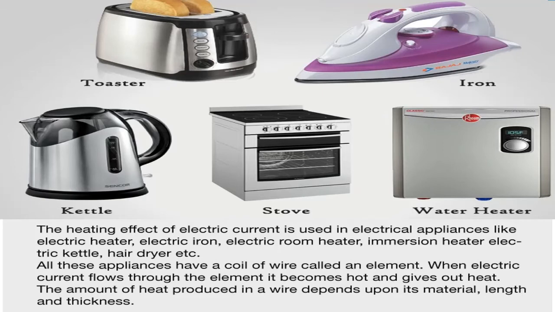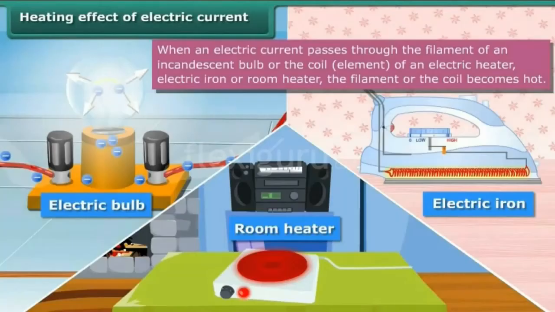It depends upon the object how much heat it requires, like a stove. A stove requires much more heat as compared to a kettle, right? So this way, these are a few things which are important for an electrical appliance to convert electricity into heat energy. So, the heating effect of electric current.